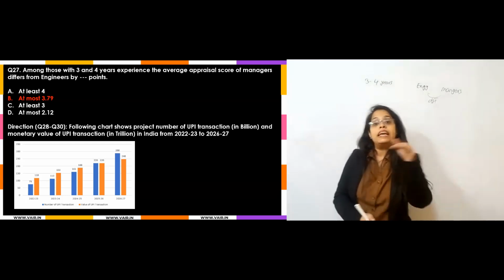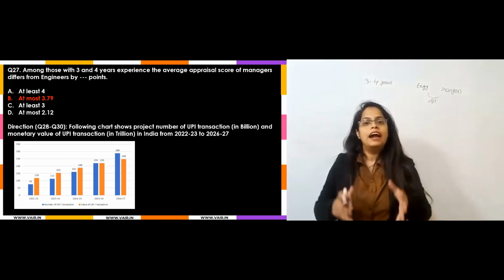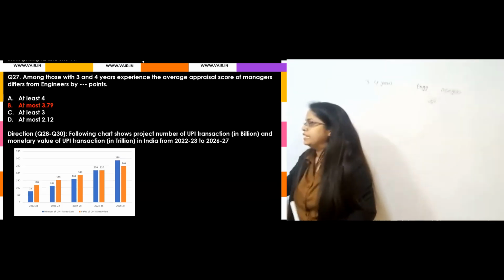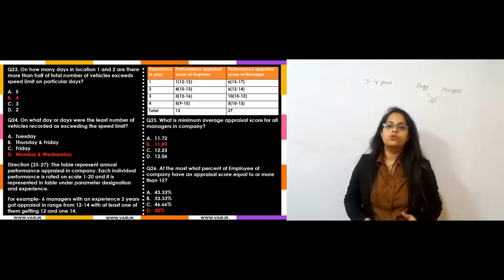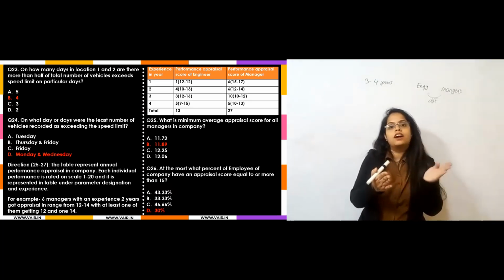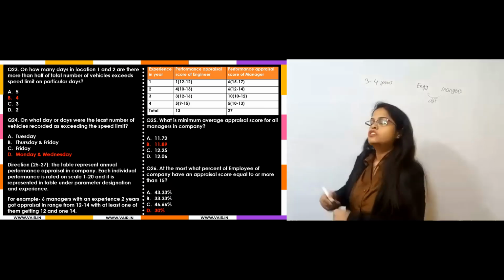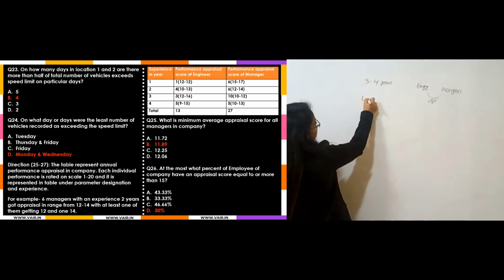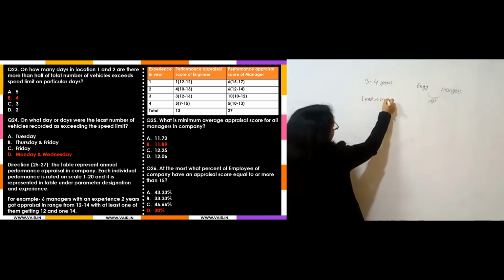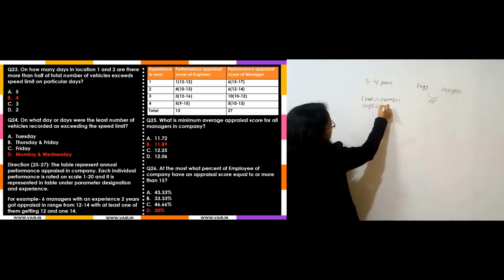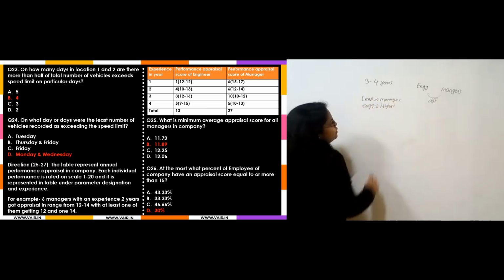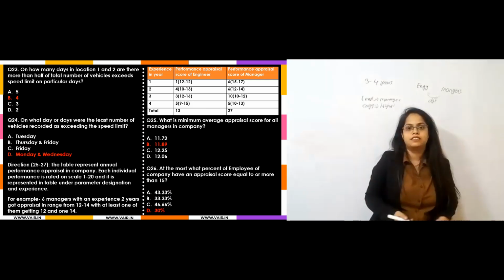So I will take the maximum value of engineer and minimum value of manager. Since I need their difference and I have to subtract, how low can the manager's value be? So I will take the least value for the manager. And for the engineer, I will take the highest value, so that when I find out the difference, I will get the highest difference.